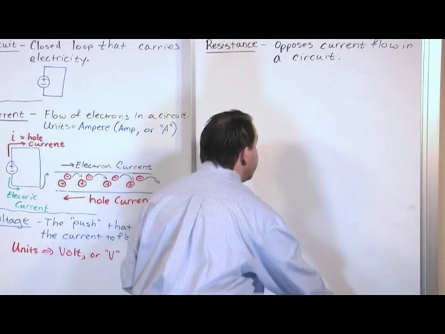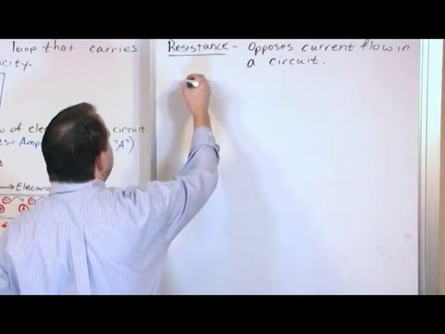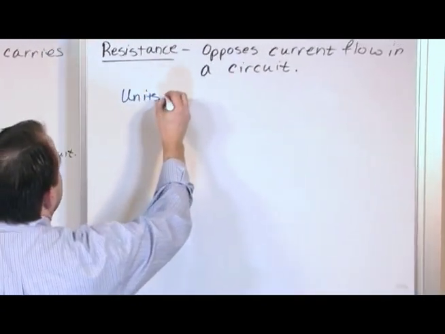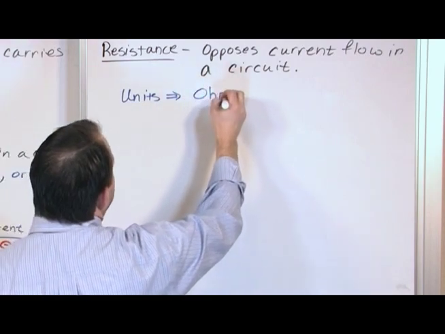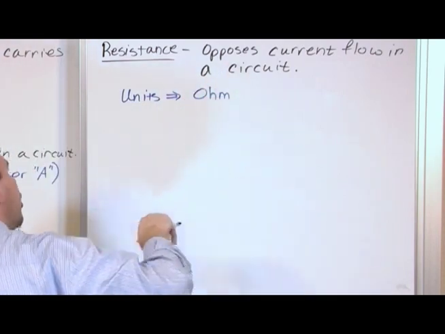Now the unit of resistance is called the ohm. But you never actually write ohm in a circuit.